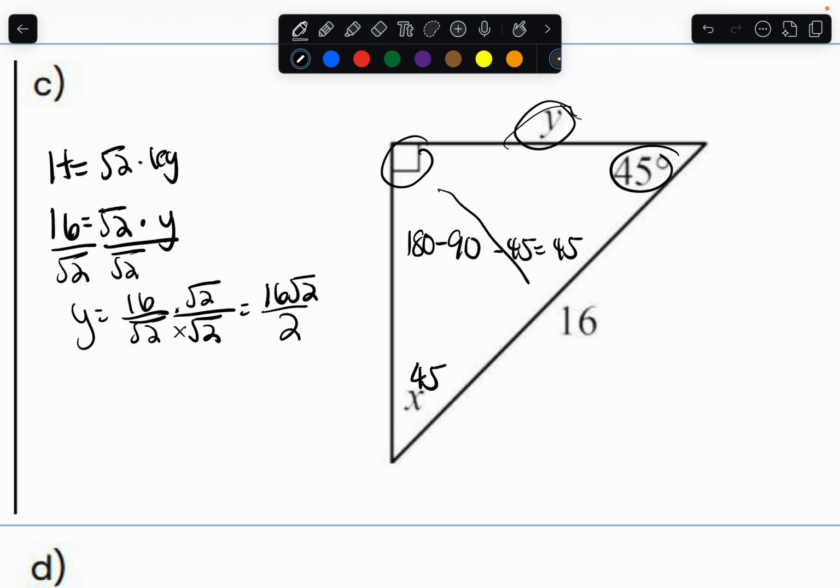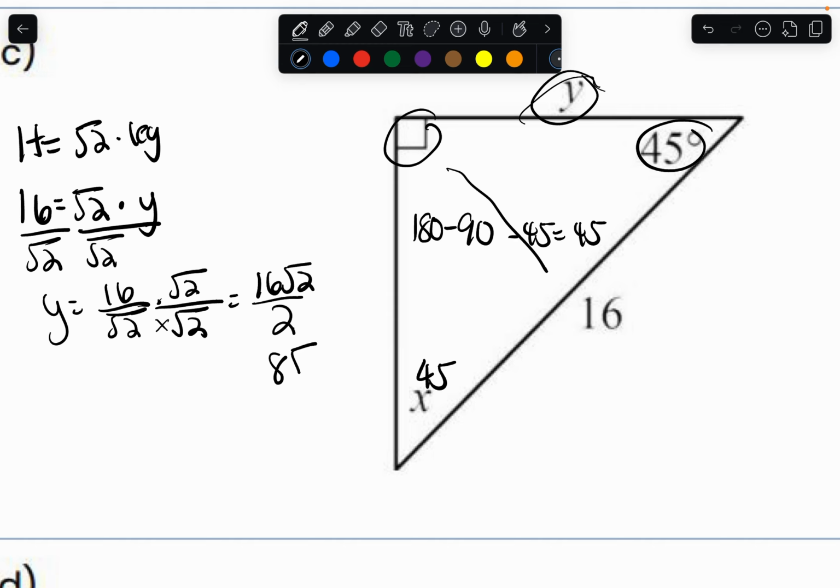Now, 16 divided by 2 gives me 8, and the radical 2, I bring it down. This means my y value here will be 8 and the square root of 2.